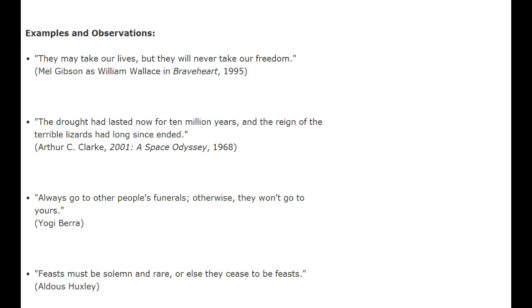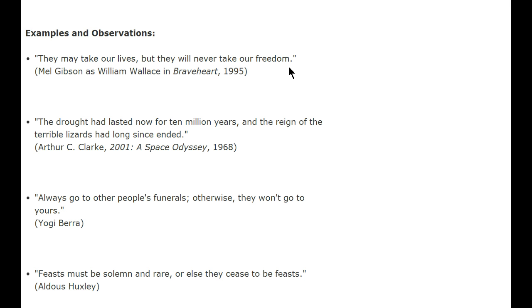So let's take a look at some examples of compound sentences. This is a compound sentence. They may take our lives, but they will never take our freedom. As you can see, there are two complete sentences that make sense. They may take our lives can stand alone by itself. They will never take our freedom will stand alone by itself. In other words, it makes sense.